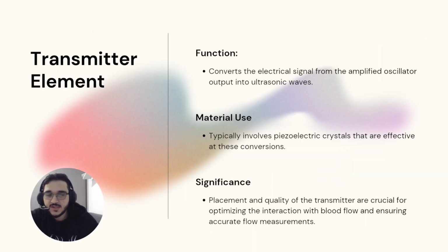And for the transmitter element, the function of the transmitter element is to convert the electrical signal from the amplified oscillator output into ultrasonic waves. The material used typically involves piezoelectric crystals that are effective at these conversions. Significance: the placement and quality of the transmitter are crucial for optimizing the interaction with blood flow and ensuring accurate flow measurement.